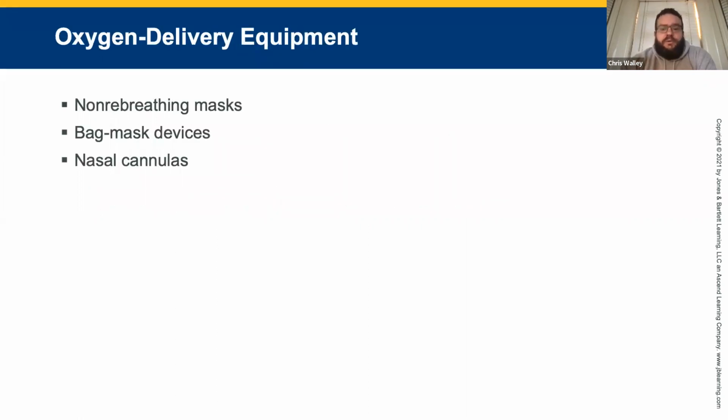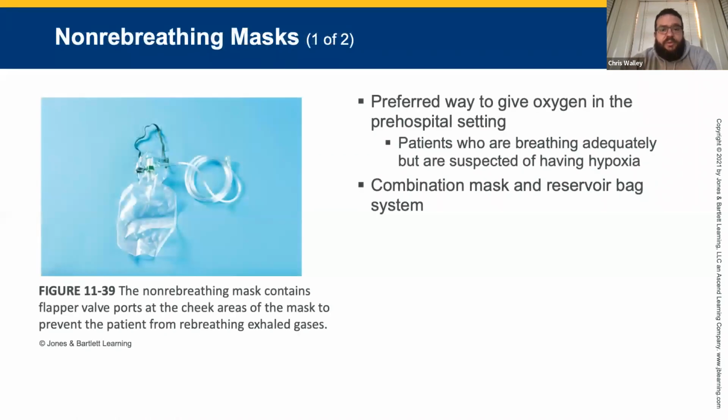All right, so now we're going to talk about delivery devices. So we have our non-rebreathers, we have our bag mask, and then we have a nasal cannula. Those are the 3 that we're mainly going to use: a non-rebreather mask, a bag mask device, and a nasal cannula. So non-rebreathers, as you can see on your screen, combine a mask with a reservoir bag system. So the oxygen fills a reservoir bag attached to the mask by a one-way valve.